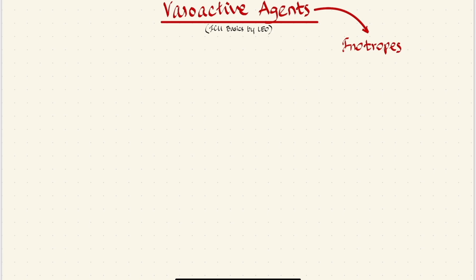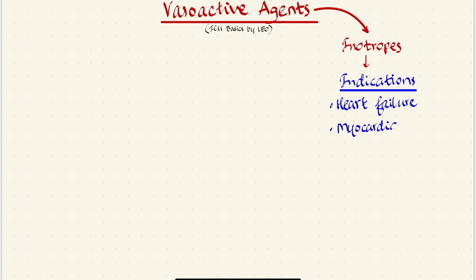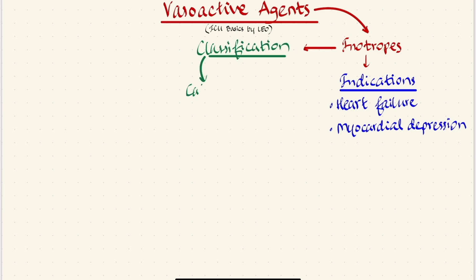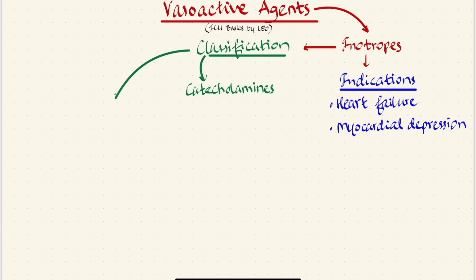Now, let's discuss inotropes. We can consider inotropes in patients with heart failure, for instance myocardial infarction or cardiomyopathy. Myocardial depression is common in patients with severe sepsis, therefore we should consider using inotropes in combination with vasopressors. Inotropes can be classified as catecholamines, phosphodiesterase 3 inhibitors, and calcium sensitizers.